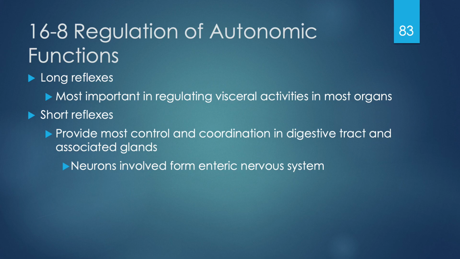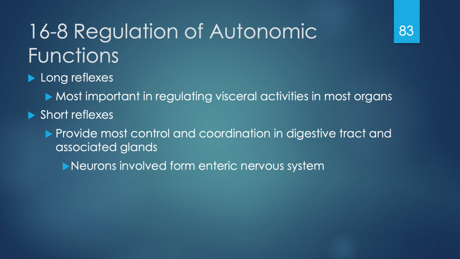In general, our long reflexes of the autonomic nervous system are going to be important in regulating the visceral activities in most of our organs at an organ level. Our short reflexes, though, are going to provide more control and coordination in things like the digestive tract, in which case, if you think about the digestive tract, we have a giant long tube, and we don't want it all contracting at the exact same time. That would be silly. Nothing would happen, right? We need a sequential series of contractions in order to propel food along. So we need these short reflexes that can just innervate specific segments, and also there are associated glands in these segments too. So neurons that affect the enteric nervous system are going to be composed of short reflexes.